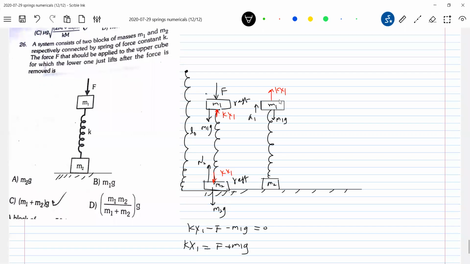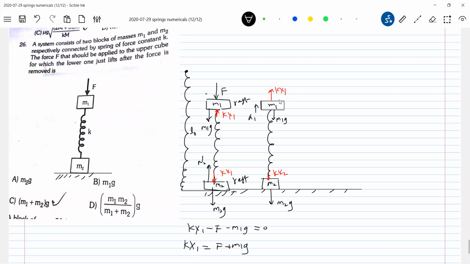So what we actually did: as long as I'm pressing this block M1 with a force F, what happens? M1 and M2 are at rest and the spring is compressed here. The moment I remove the force, M2 will not lose contact. Because for M2 to lose contact, look at the spring force, even after just removing the force, the spring force is acting downward, the weight is acting downward. So when will it lose contact? Somebody should pull it up, somebody should overcome it. Who is that somebody? The spring force only.